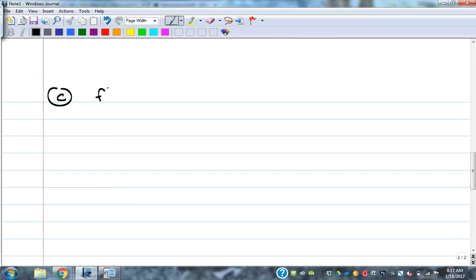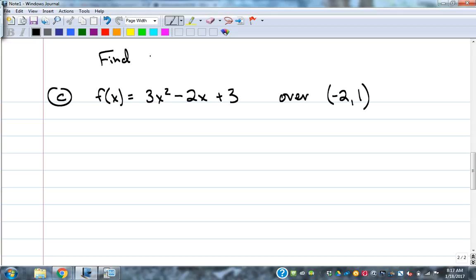Let's say we have f of x is equal to 3x squared minus 2x plus 3. So I'm picking, it's a parabola. It's not a straight line. I'm just picking a function there that I know a little bit about. Not necessarily that it's important that I know much about it. But we want to over -2, 1. So instructions I didn't write here: find the secant line.